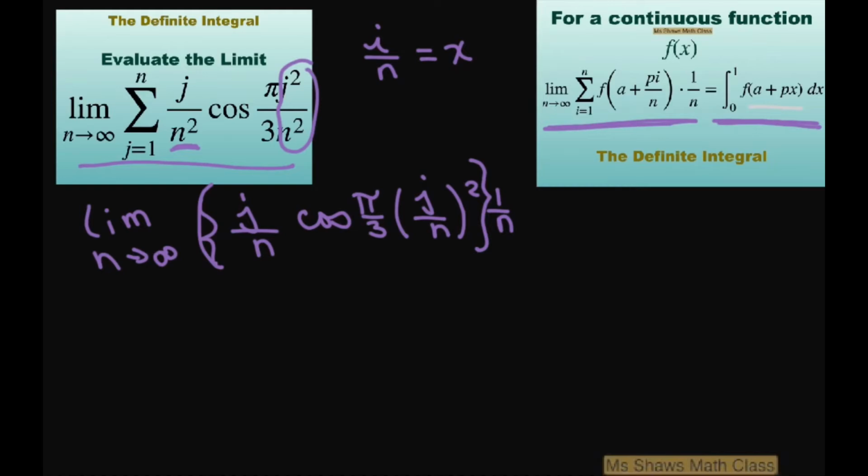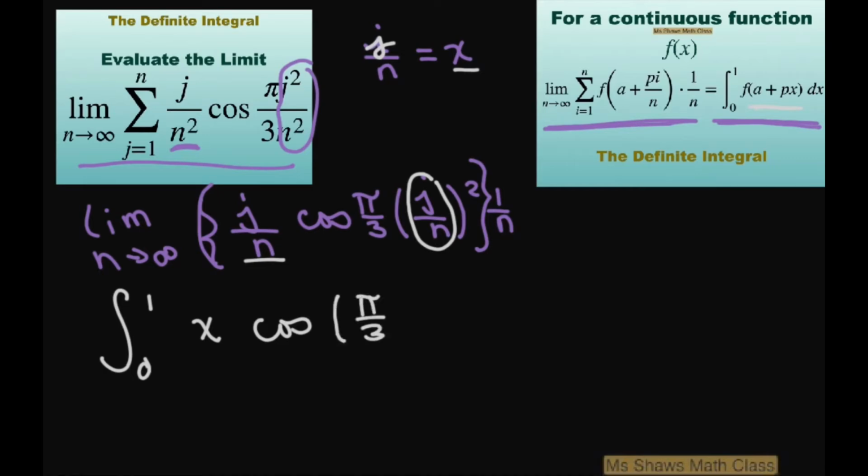It has this form. j divided by n for us is going to equal x. So this is going to end up being the integral of 0 to 1, and then j divided by n is x, and then you have cosine of pi divided by 3, and here we have another j divided by n, so that's going to be x squared. And this is part of our formula here, so we're done with that, and dx. So we're going to integrate that.